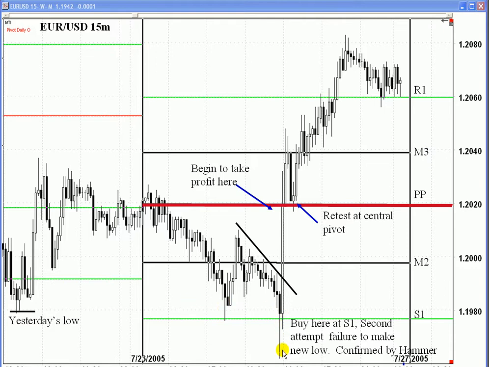Again, here we see a test of the lows. Price breaks through this trend line. You can buy it here if you want. Try taking some profit before the central pivot. If there's not enough room, then you'll have to wait until price gets through to M3 or to R1.